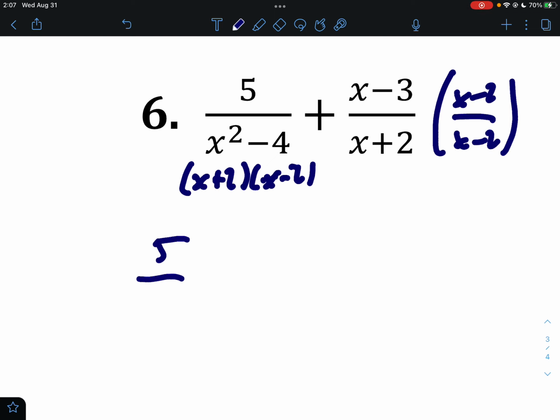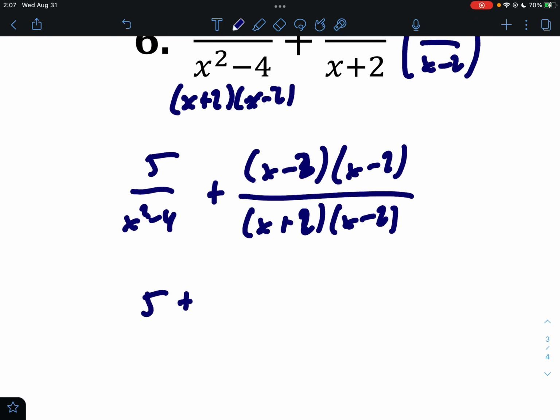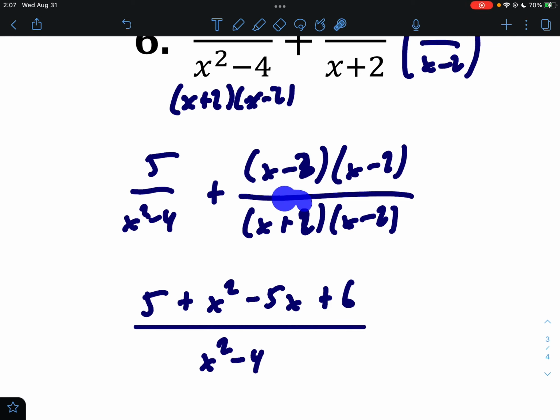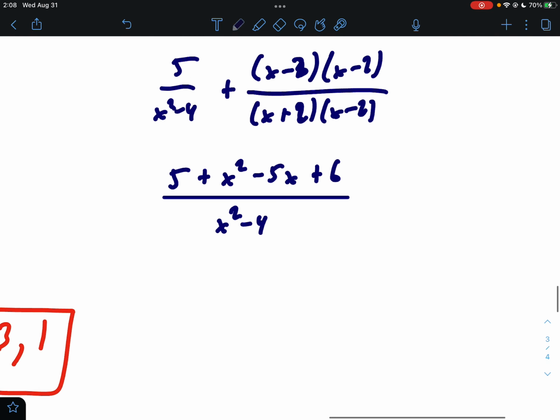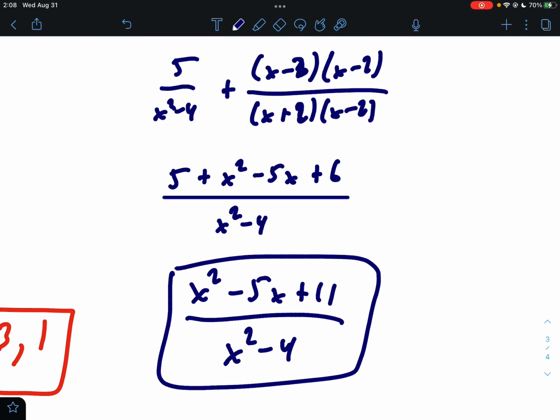So now I get 5 over x squared minus 4 plus x minus 3 times x minus 2 over x plus 2, x minus 2. Do some simplifying here. We get 5 plus x squared minus 3x minus 2x, so minus 5x, plus 6 over x squared minus 4. This would also be x squared minus 4. Write your answer in descending order here and combine like terms. We would get that.